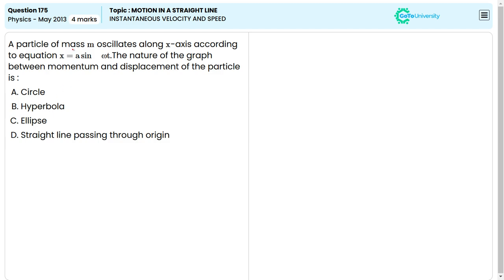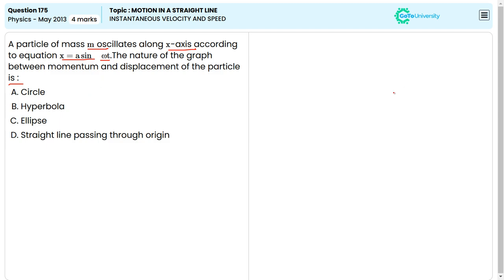A particle of mass m oscillating along the x-axis according to the equation x is equal to a sine omega t. The nature of the graph between momentum and displacement of the particle is. Here one particle is there, the mass is m, it is oscillating along the x-axis, according to the equation x is equal to a sine omega t. Then, what is the nature of the graph between the momentum and the displacement we need to find here?